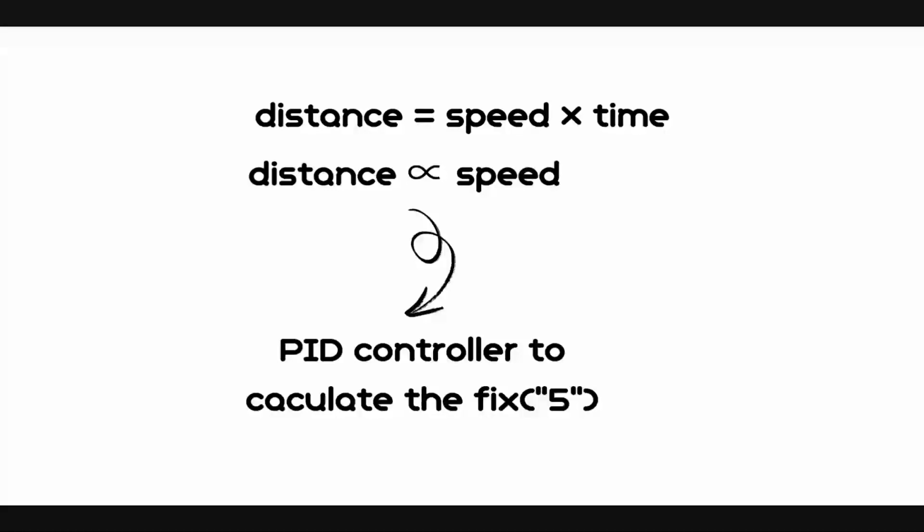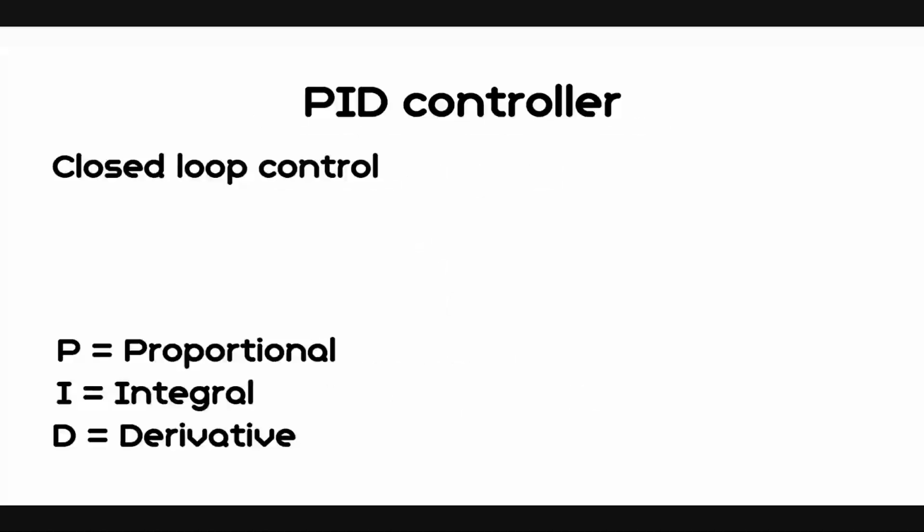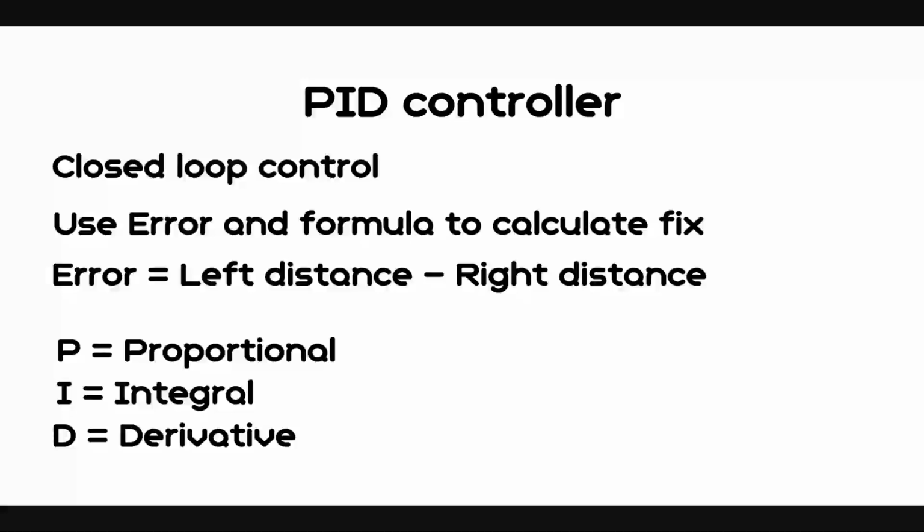We can just use a PID controller to calculate the fix. But there's another problem now. What is a PID controller? A PID controller is a type of closed-loop control system. This means that the robot constantly checks for errors, calculates corrections, and updates motor outputs in real time. In this case, the error is left motor distance minus right motor distance. By checking this error every loop, the robot can quickly react to the friction and ground differences.